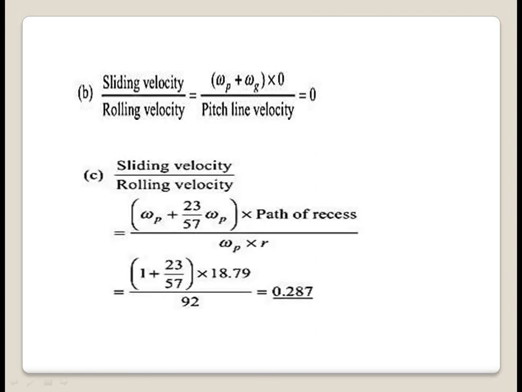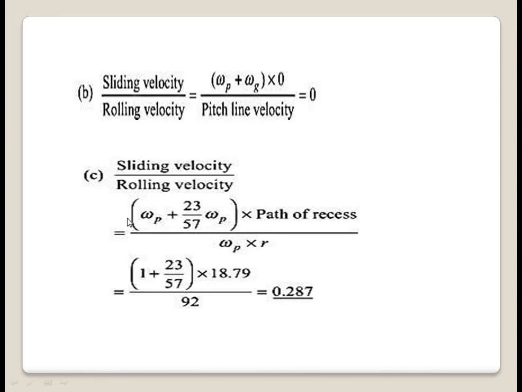Now the third finding: the ratio of sliding velocity to the rolling velocity at the disengagement, or at the path of recess. The sliding velocity is (omega p plus omega g) into path of recess. Why do we take the path of recess here? Because we have to find the sliding velocity at the disengagement point, or the recess point.